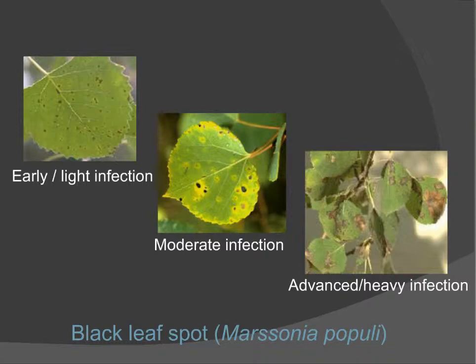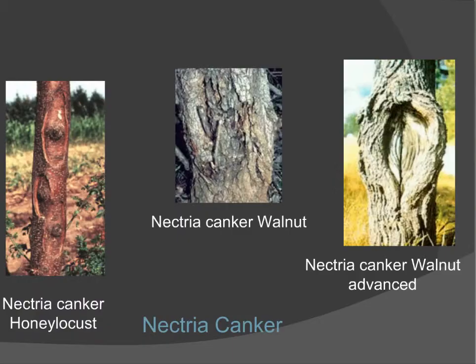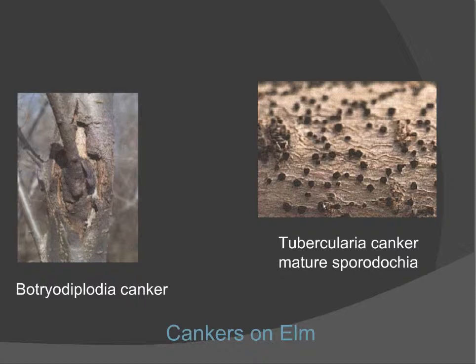availability. Cankers: if you can remove the bark around a canker, it'll show you the margin of the dead tissue. They usually attack trees that are under stress and generally enter through bark crevices or wounds. One way that we can tell a canker from a wound, because oftentimes a canker looks like a wound and a wound looks like a canker, is that if you'll note here, a canker often will have a branch stub right in the middle of it. So you'll have the sunken or dead tissue around this branch stub. And here again, we've got blackened dead tissue right around a branch. And if you look closely enough at the right time, you might see the sporodochia, or the fruiting bodies of the canker disease.